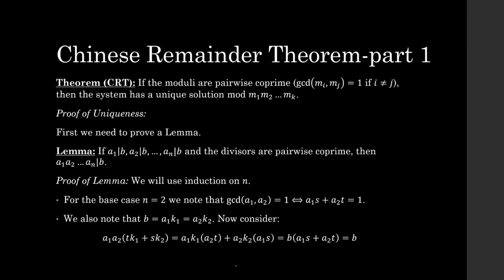Now what we're going to note is that b is equal to a1 k1, and it's also equal to a2 k2. So this here is b, and this is also b. So I can factor a b out of this whole thing and have these two as a linear combination of each other. So I've got b equals a1 s plus a2 t, okay? But now, a1 s plus a2 t we have right up here is equal to 1. And so that's just going to give us b in the end. So we've got that a1 a2 times some number is equal to b, and so that gives us that a1 a2 divides b. Okay, so that's just the lemma.